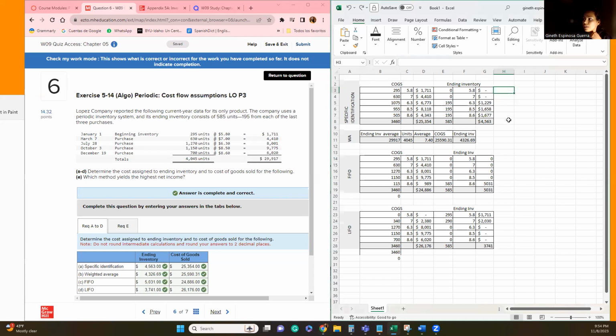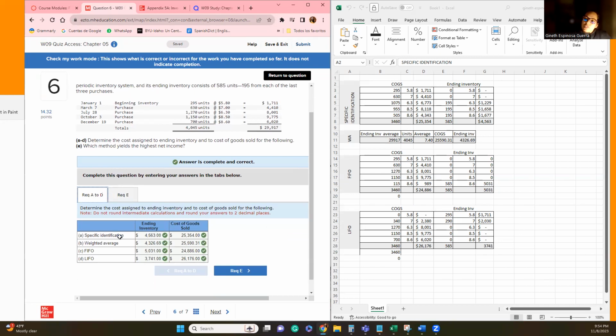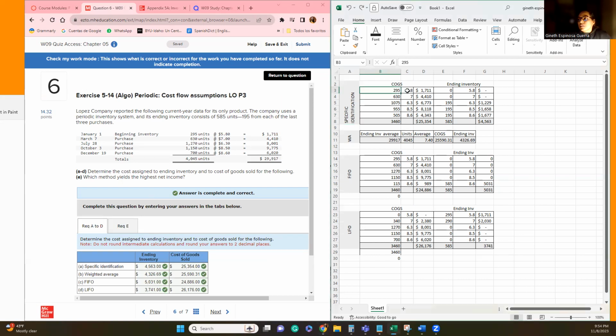This is based on an explanation I found on YouTube, and I'm going to explain it my way with my exercise. Here they are asking for requests A to D. The first part is asking for the specific identification. The first step to start is making the list of the inventory that we have already.